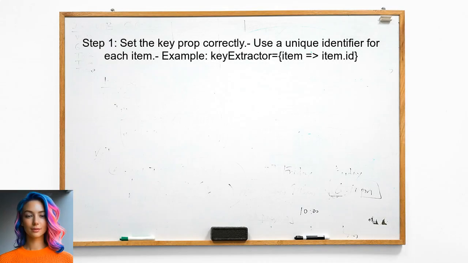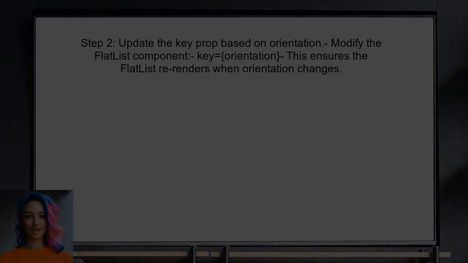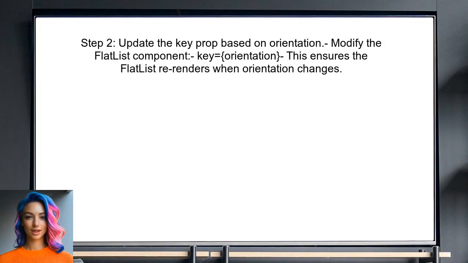To address the issue with the FlatList, the user should first ensure that the key prop is set correctly. This is important for React to identify which items have changed, are added, or are removed. Next, the user needs to update the key prop of the FlatList whenever the number of columns changes. This can be done by using the orientation as part of the key.